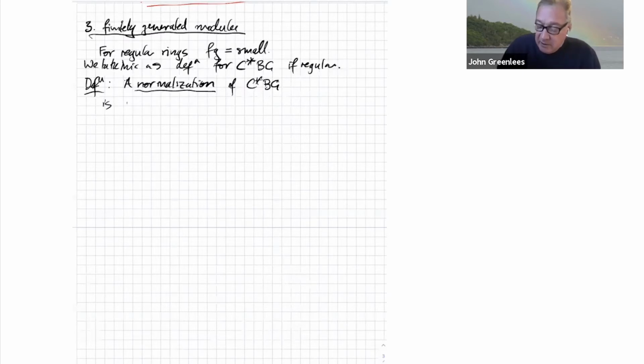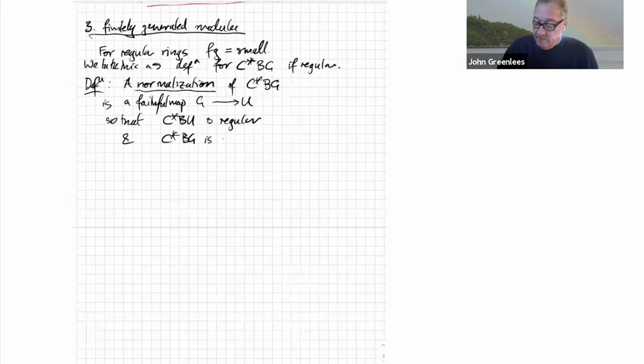is, well, a homomorphism of groups from G to U, which is faithful, so an injective group homomorphism, so that, well, I want two things. I want to say that cochains BU is regular, and cochains BG is small as a module. Of course, this induces a map from cochains BU back to cochains BG, and as such, I get cochains BG being a module over cochains BU if this is small. So that's a normalization.